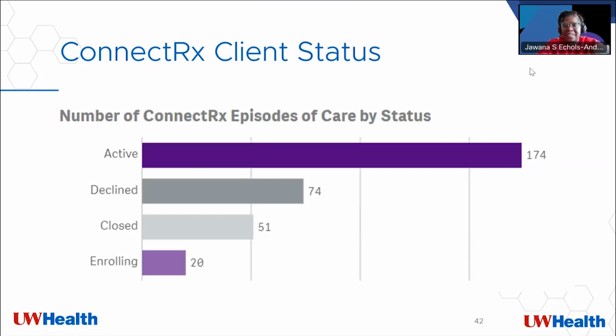And then this slide shows the status of the patients we support. So to date, we have about 174 active patients, 74 declined, 51 closed, and 20 enrolling. The decline number is a variety of things. It could be patients who we haven't been able to reach once they were referred, or people who were active and then decided to no longer participate in the program. And then unfortunately, we've had some patients suffer some miscarriages and some infant loss, so those would be included in those numbers as well. Next slide, please.